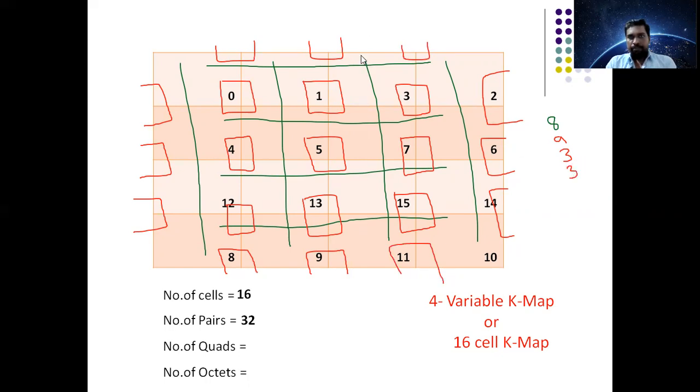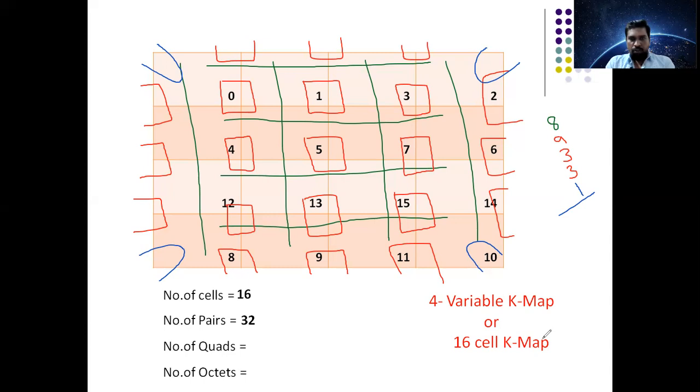Okay. Now, there will be one very important quad. What is that? It is all the four corners. That means 0, 2, 10, 8. Four corner cells combinedly form one quad. Very important, 16 cell K-map. All the four cells present in four corners will combinedly form one quad. That is the important point you have to remember.